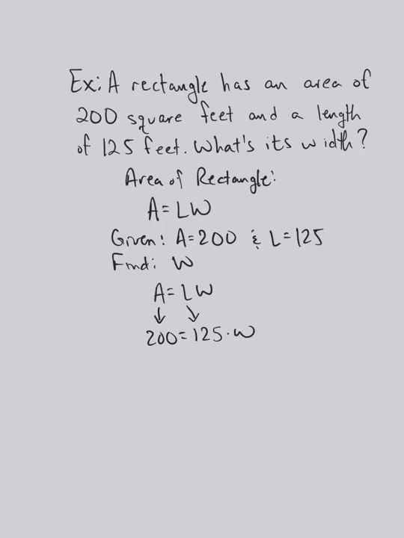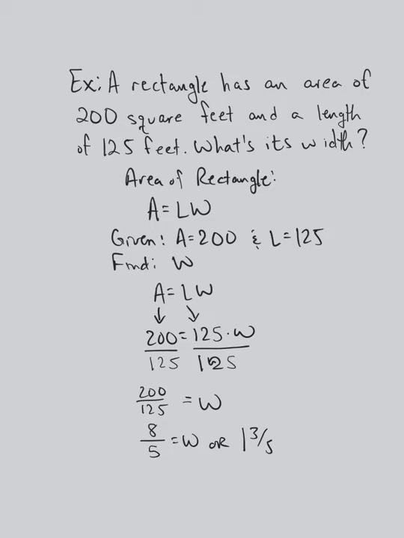And so to isolate W now, we divide both sides by 125, like that. And so we get W is equal to 200 over 125. That's a fraction that reduces by 25, doesn't it? And so that's going to be 8 over 5. All right. Or if we wanted to go to mixed form, that would be 1 3/5.